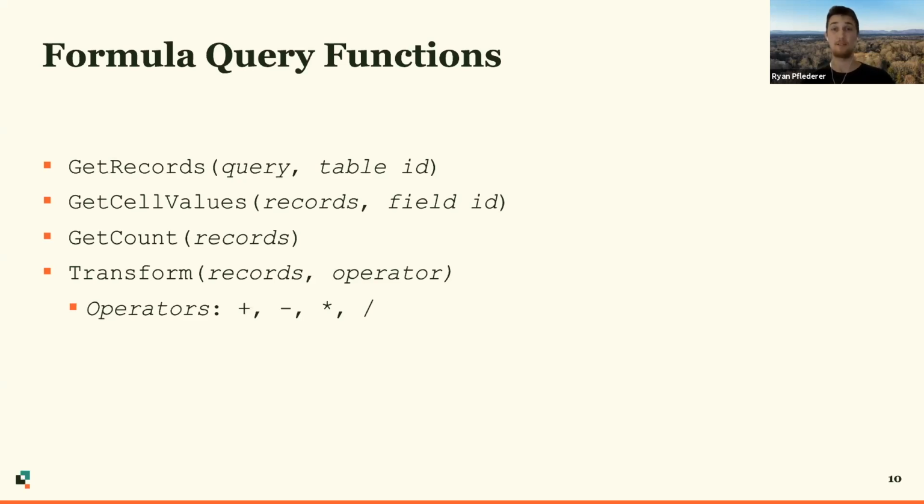Next, we've got get cell values, which allows us to, based on the records that were returned with that get records function, pull specific fields from those records and work with those values specifically. Then we've got get count, which allows us to, again, count the number of records that were returned from that get records function. And then transform. Transform is going to allow us to do that summary, and we can pass in the addition, minus sign, multiplication, division, and we can operate on those records in bulk in that way.